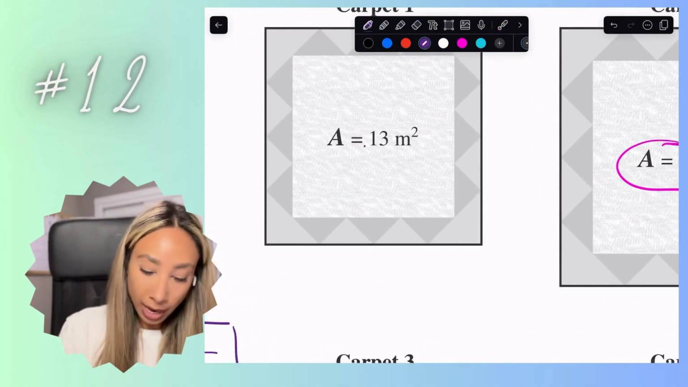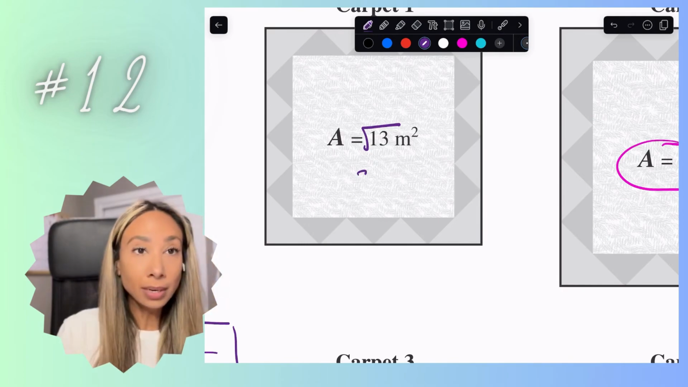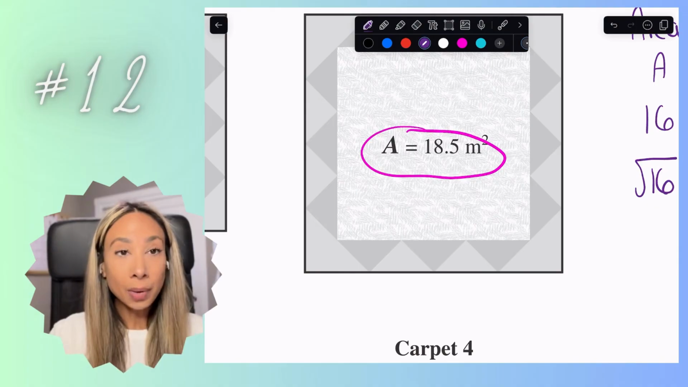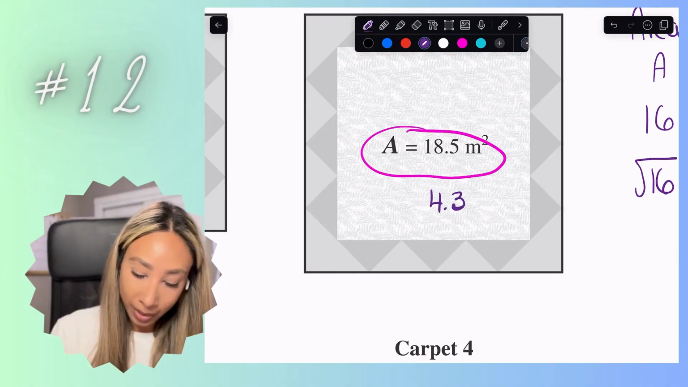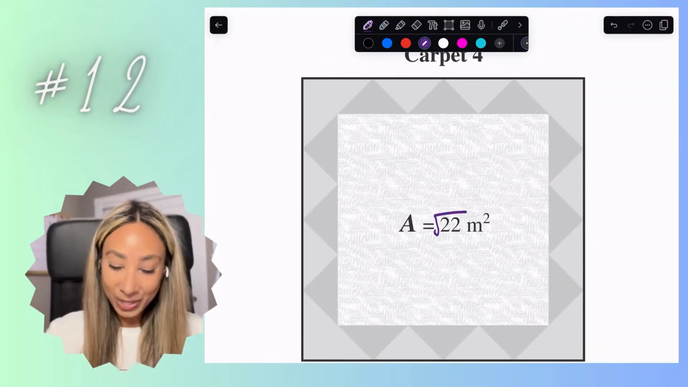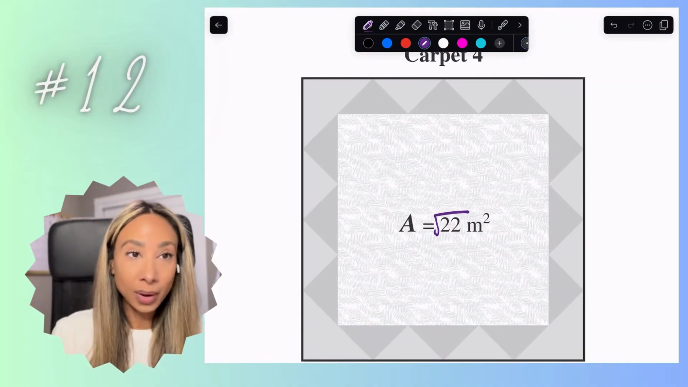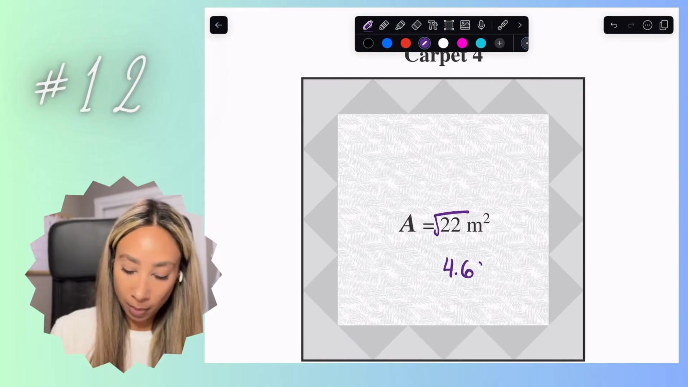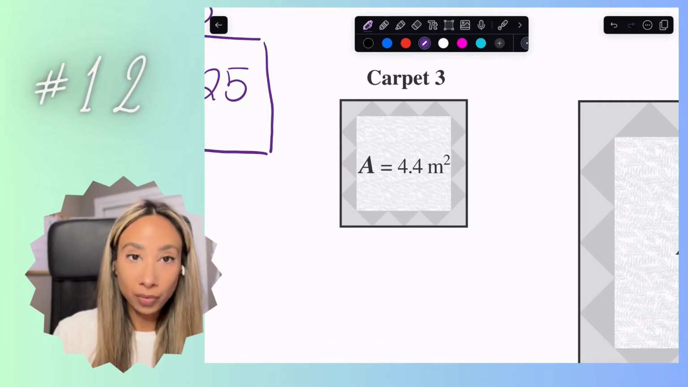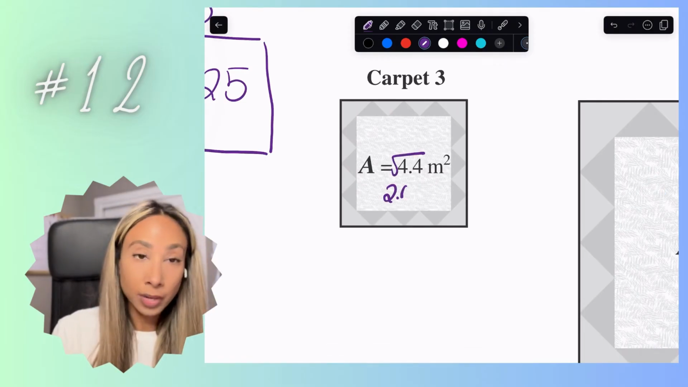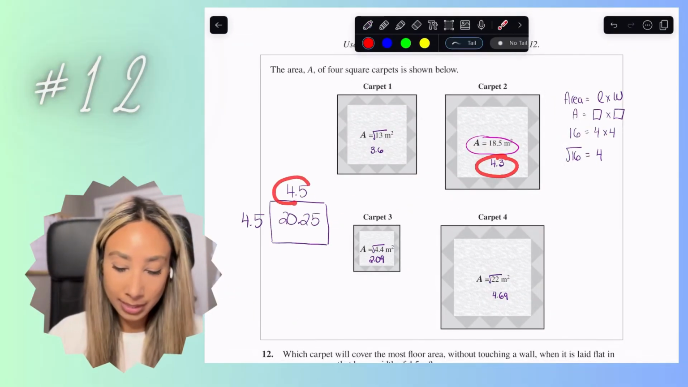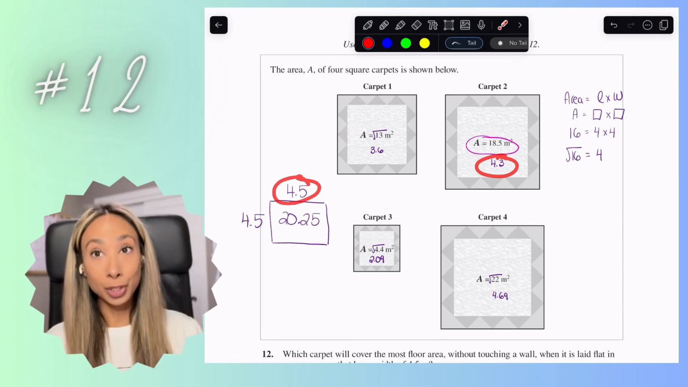So we could use our calculator for this. The square root of 13 is going to be 3.6. Square root of 18.5 is about 4.3. And again, that really does fit in our dimensions of that question. The square root of 22 is going to give me a side length of 4.96. And then finally, carpet 3, a square root of 4.4 would give me a side length of 2.09. So the one that's going to fit closest with our side length still matches up to be carpet 2.